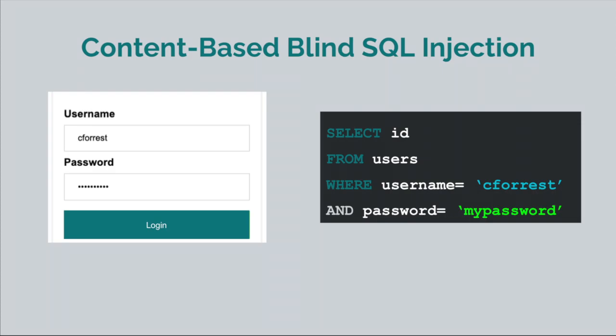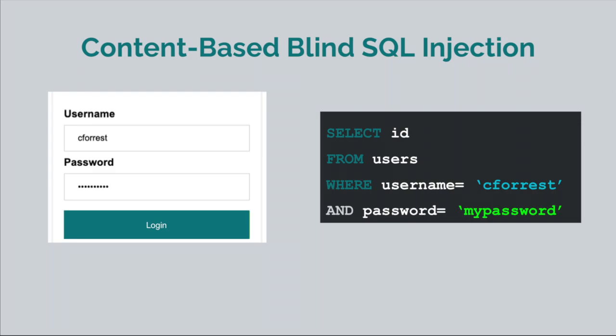The first example is content based blind SQL injection. Blind SQL injection is a type of SQL injection attack that asks the database true or false questions and determines the answer based on the application's response. So on our left, we have a super basic and standard login on a website. We can see where the user would input their username and password. And on the right is what the SQL query would look like.